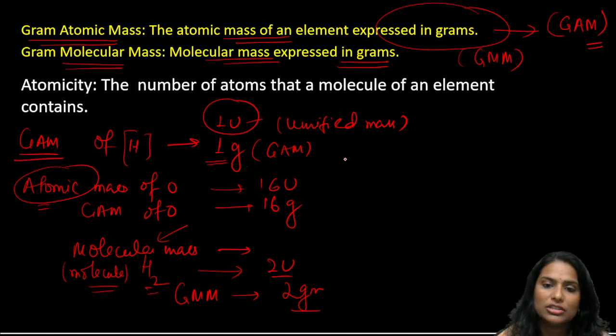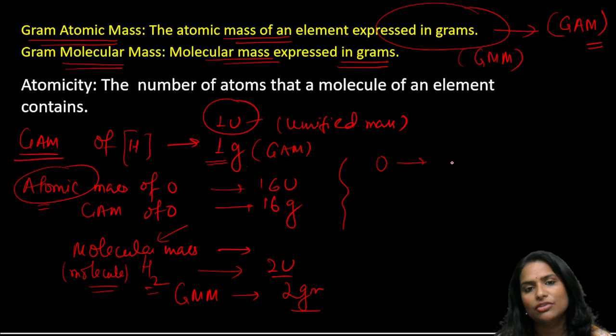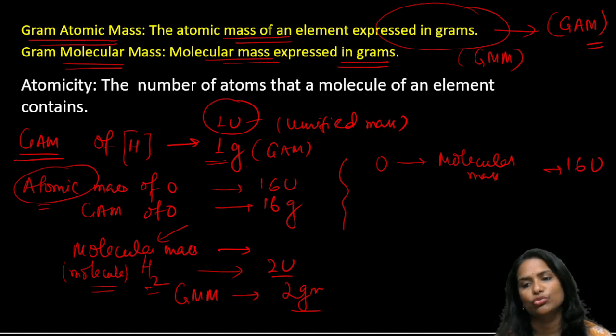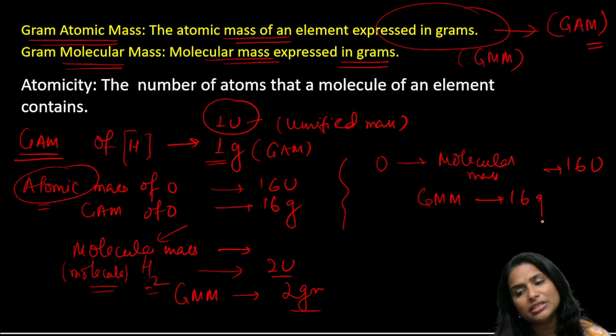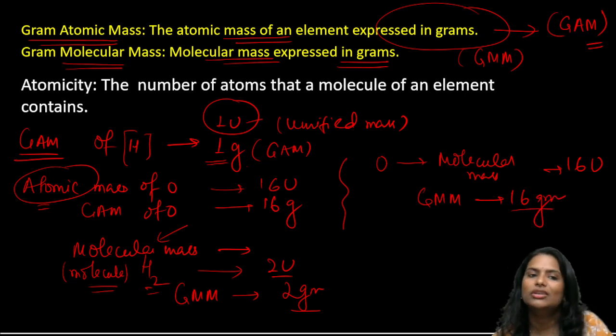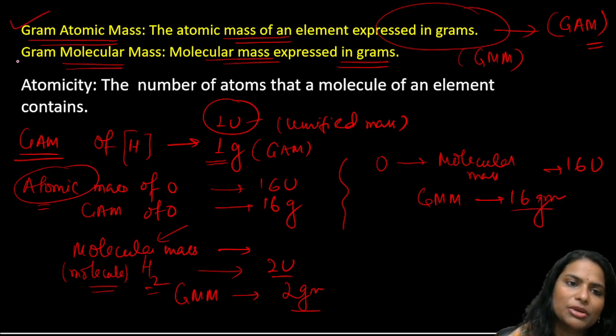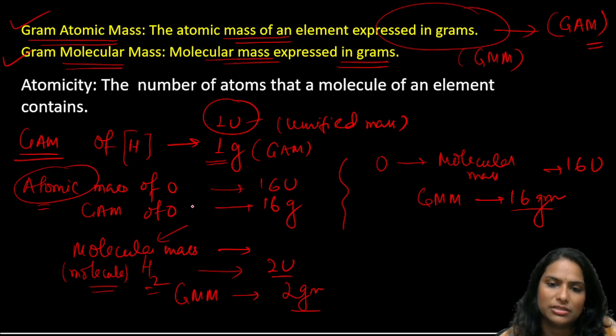Similarly for oxygen, the molecular mass is 16u, right? But when you say gram molecular mass, it will be 16 grams. That is the only difference between the gram atomic mass and gram molecular mass. I hope this is clear to everyone.